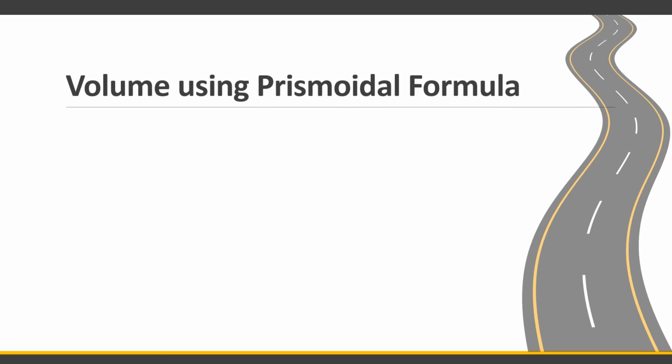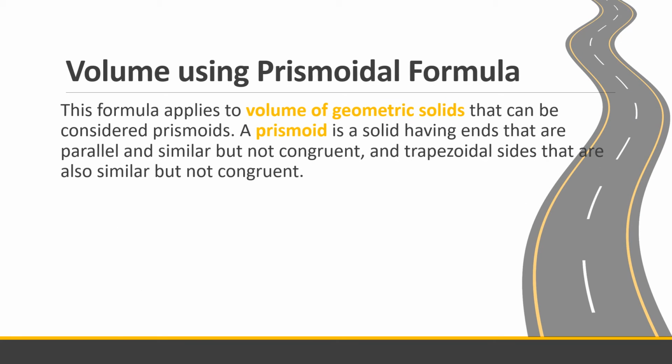And the next is volume using the prismoidal correction. This formula applies to the volume of geometric solids that can be considered prismoids. A prismoid is a solid having ends that are parallel and similar but not congruent, and trapezoidal sides that are similar but also not congruent.